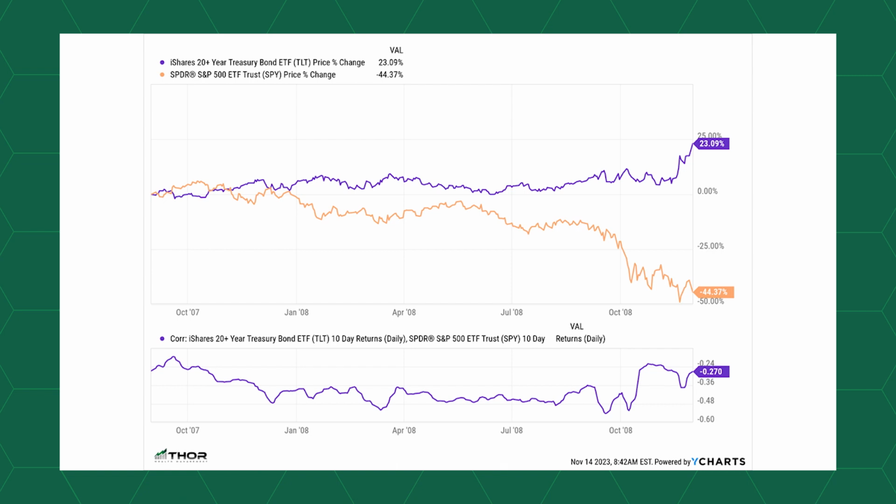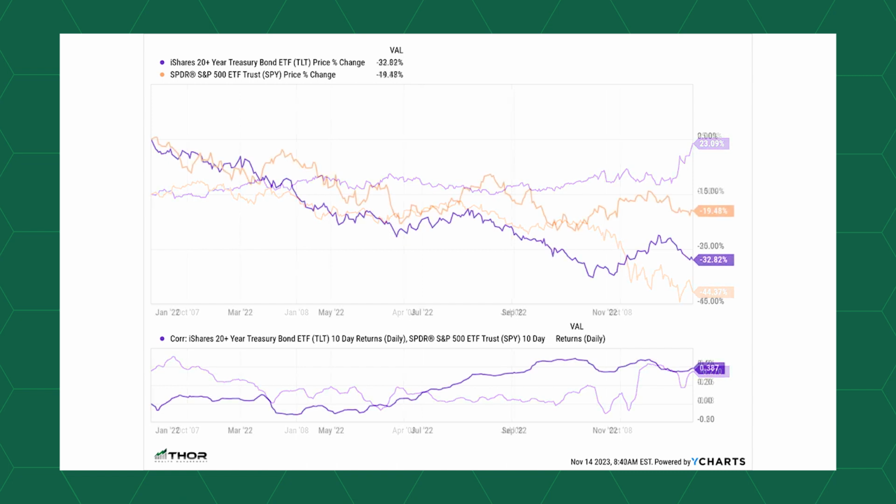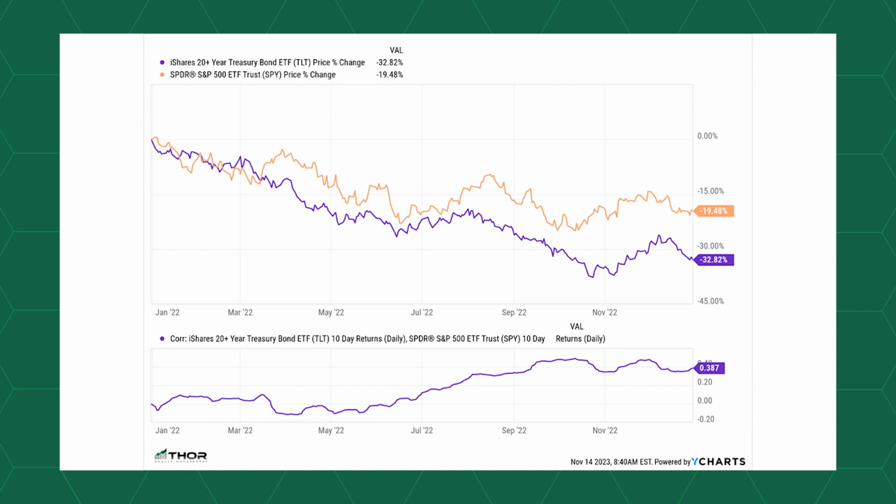However, if you just look at that performance here, you would have invested in treasury bills, long-term treasury bills, back in 2022. Well, look what happened here. Actually, the 20-year treasury bill actually underperformed the stock market, the S&P, pretty significantly. And notice the correlation is not negative anymore. It's actually positive 0.4%. So it's more correlated in the movements with the stock market in 2022, whereas in 2008, it was negatively correlated.